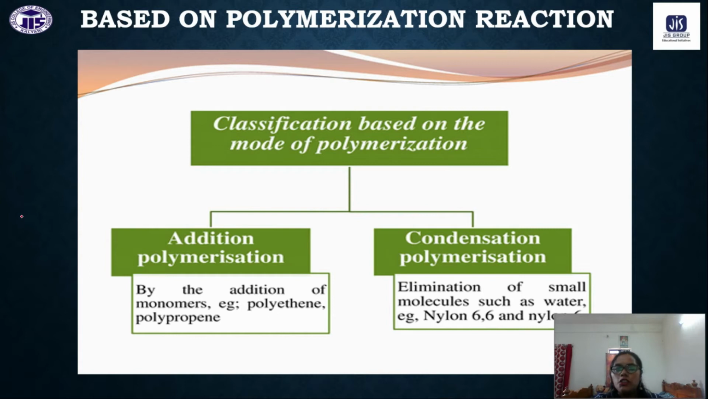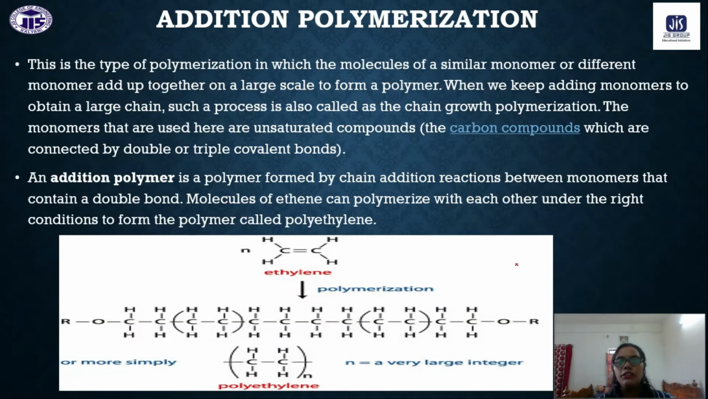Now come to today's topic, that is classification based on polymerization reaction. Based on this we have two types of polymers: one is addition polymer, one is condensation polymer. Addition polymers are like polyethylene and polypropylene. Condensation polymers are like nylon 6,6 and nylon 6. These are all condensation polymers. Now we will see in detail.